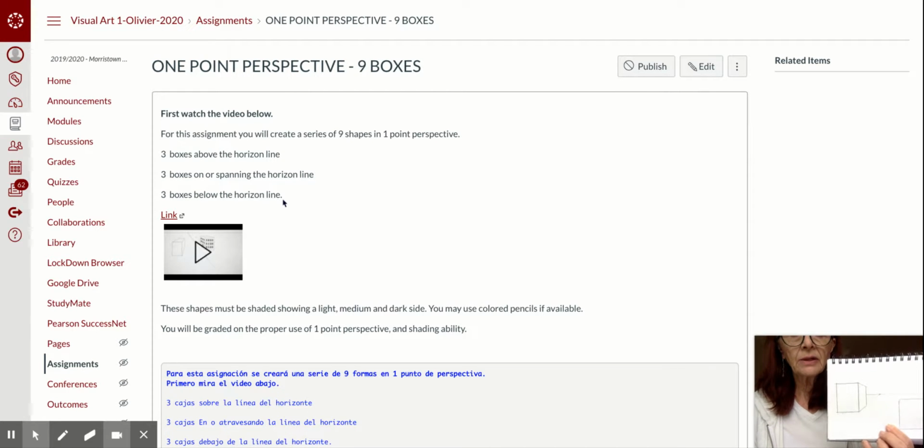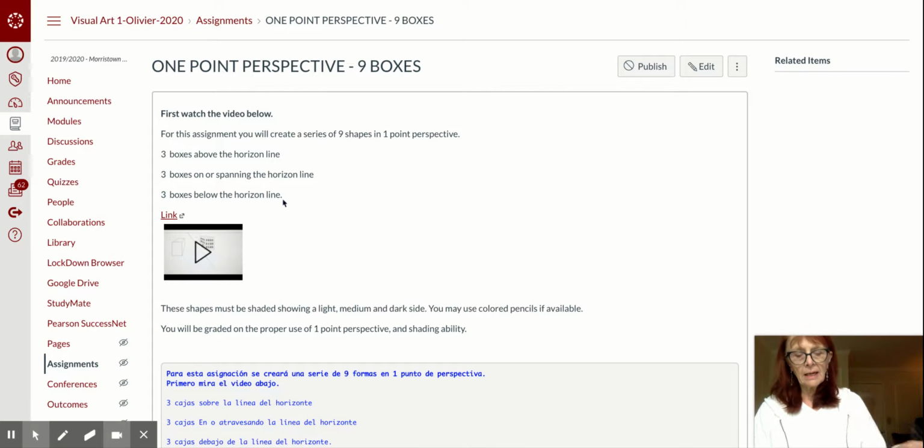And the last thing I want to show you is remember to shade. You need to shade every box. Okay, in this case, I'm going to say that the light's coming from the upper left. And so I'm going to shade the front of the box because the front of the box is turned away from the light.